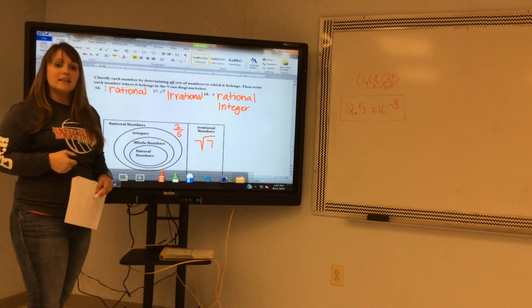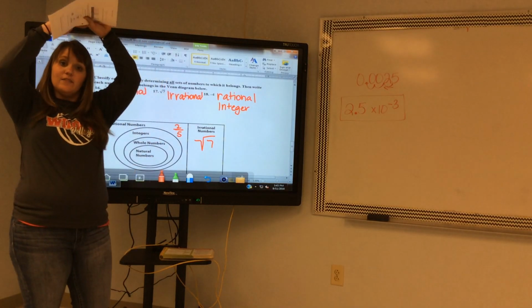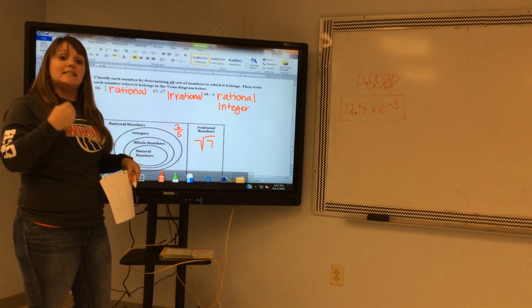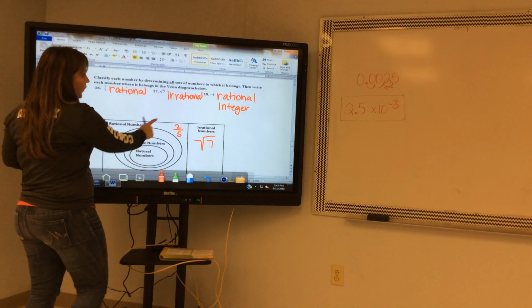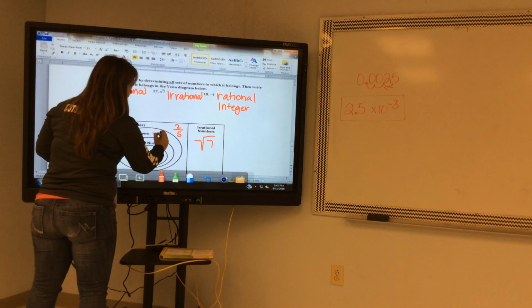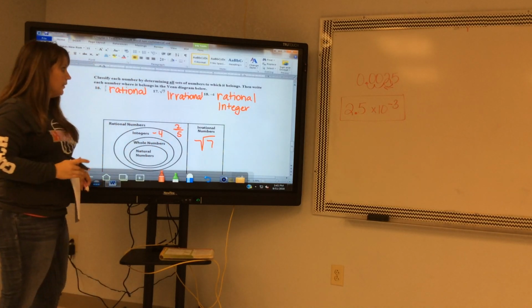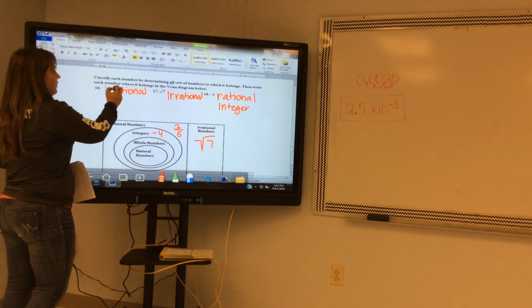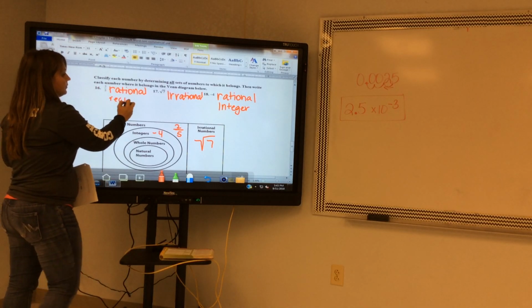The next thing I want to see is whole numbers. We think of whole, we think of 0. Okay? 0 and the positive numbers. Well, since this 4 is negative, it is not a whole number. So it belongs here in the integer world. Okay? Do not forget that all of these are real numbers.